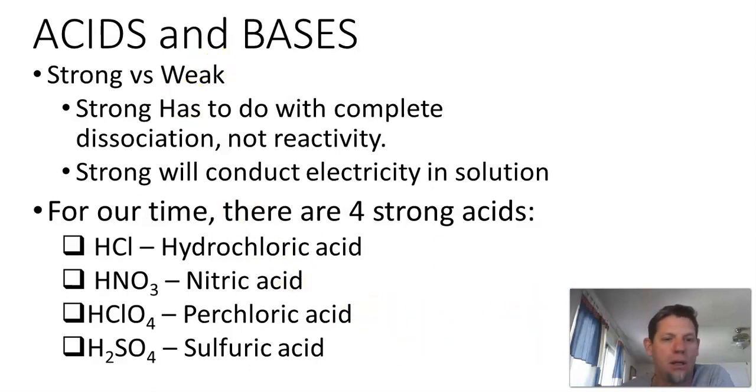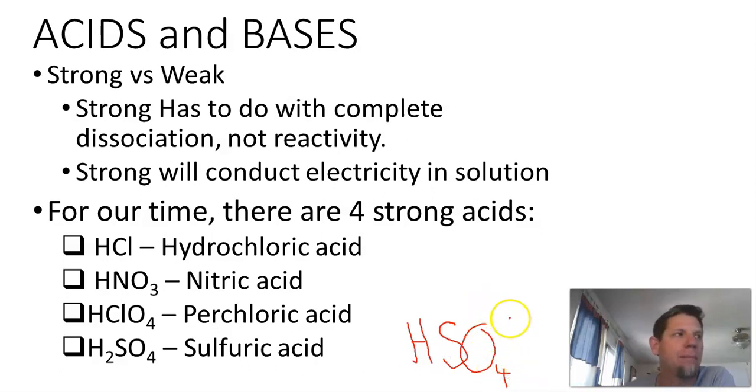Let's see if I can get this to work again. When it loses one H, it becomes this, and I can't write with my mouse very well. It becomes HSO4 with a -1 charge. Can you see that that is going to be a conjugate base? The acid is the H2SO4.